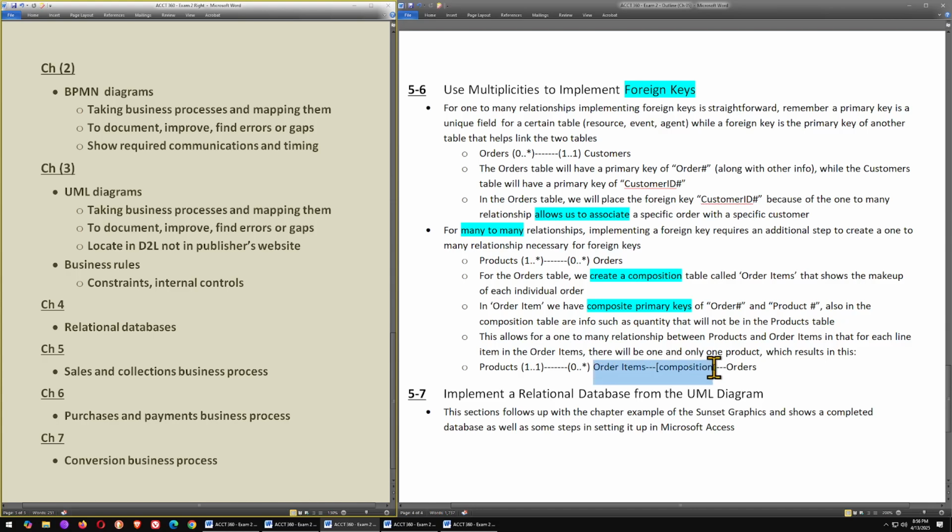And then order items is a composition of orders. So that's basically understanding how databases work, taking the information that you've come up with through the business process flow, creating a UML diagram, and then adjusting that UML diagram so it actually works with your database.